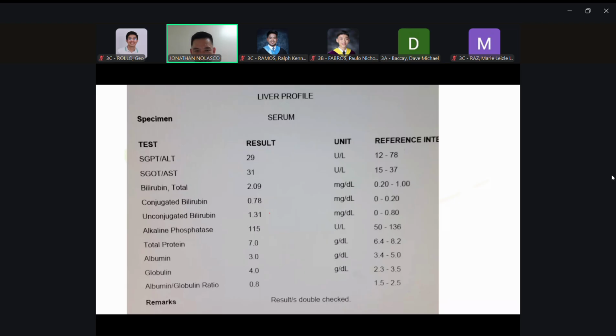Try interpreting that. Did you get that? Again, ALT and AST mildly elevated, total bilirubin and conjugated markedly elevated, unconjugated slightly elevated, alk-phos markedly elevated. Now, while you analyze that, I will try to answer the question in the chat box.